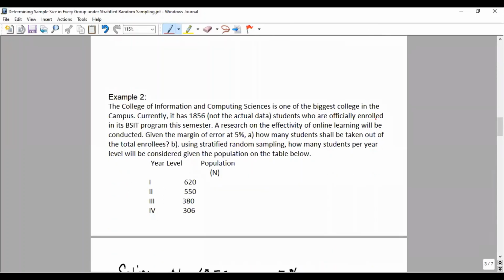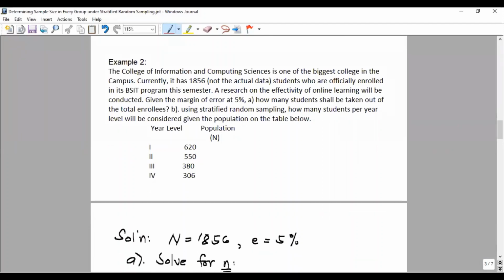The second example is the College of Information and Computing Sciences, one of the biggest colleges in the campus. Currently, it has 1,856 students who are officially enrolled in its BSIT program this semester. A research on the effectivity of online learning will be conducted. Given the margin of error at 5%, how many students shall be taken out of the total enrollees? Using stratified random sampling, how many students per year level will be considered given the population on the table below?